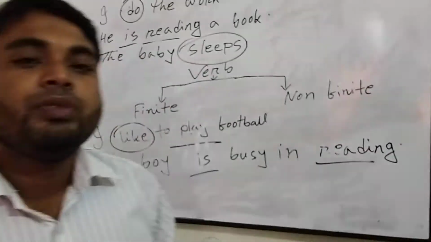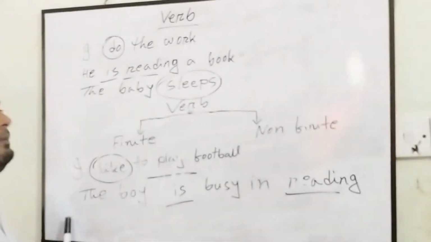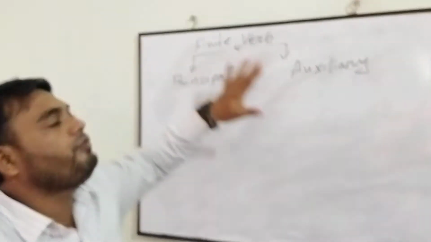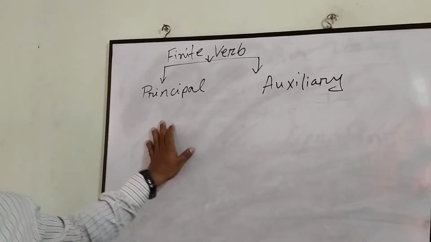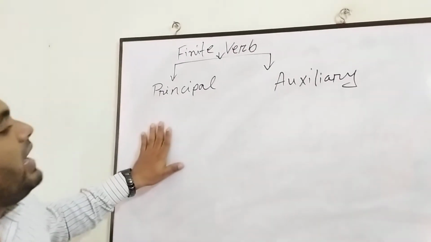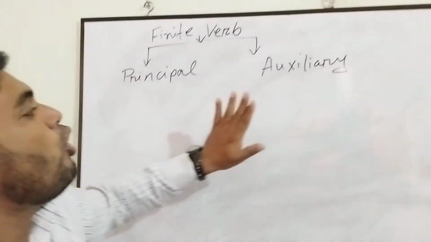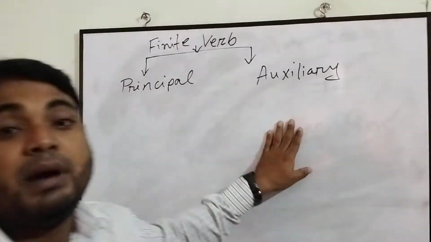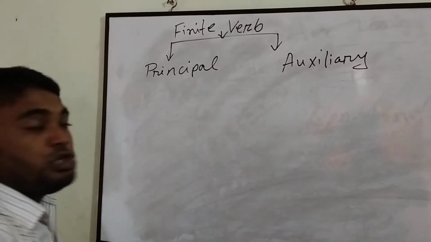Okay? So, first of all, we have to learn about finite verb. Dear students, we discuss finite verb. We have classified finite verb into two types: principal verb and auxiliary verb. What is principal verb? Principal verb is a verb which has a meaning in the sentence. A principal verb is a verb which can complete a sentence without the help of auxiliary verb. But not in every section it's right. Here I am writing two sentences.